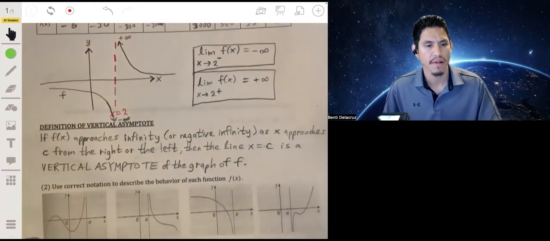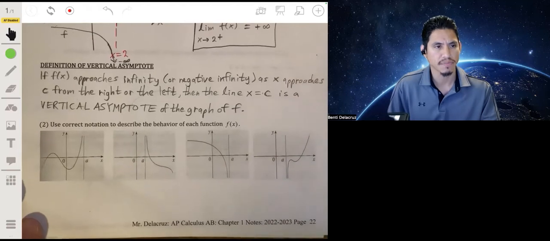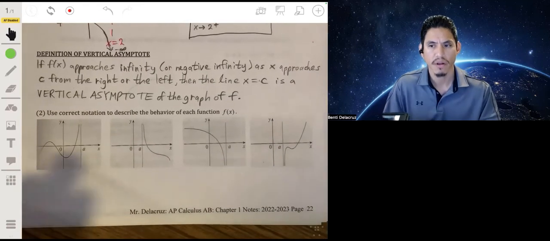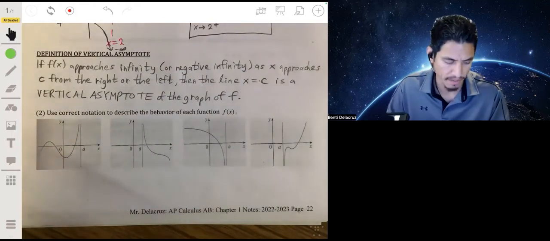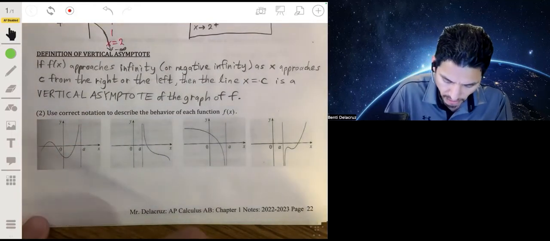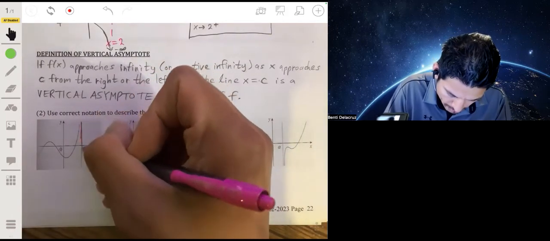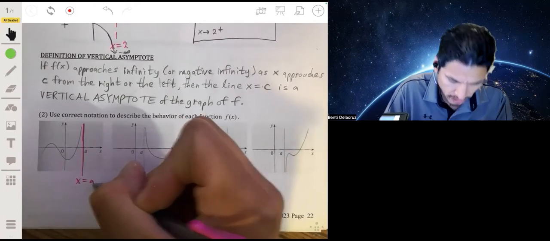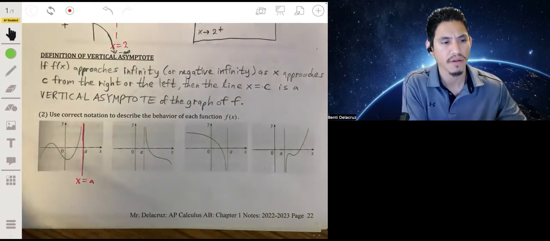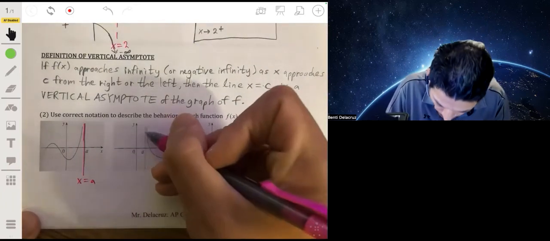So let's look at a couple different functions, and let's be sure that we can properly write the one-sided limits based on what each of these is showing. For each of these we have asymptotes x equals a. So let me highlight them just so it's clear what we're dealing with. So x equals a, x equals a.